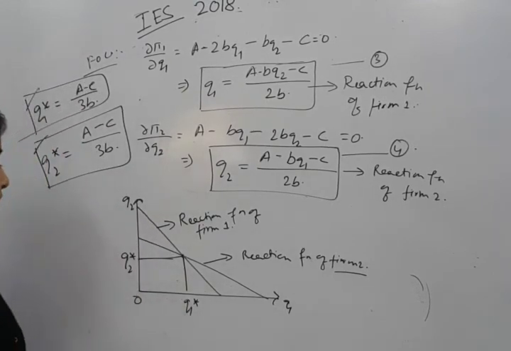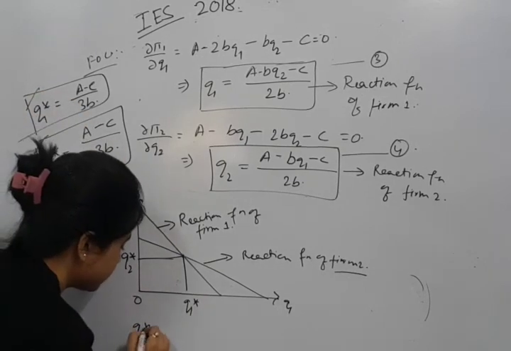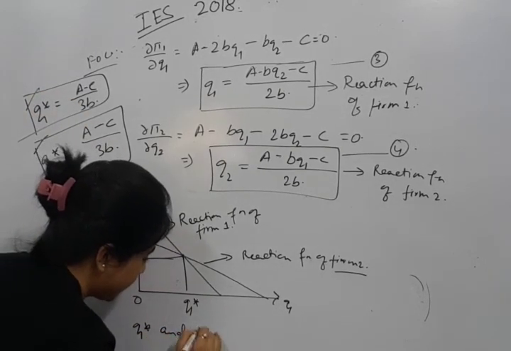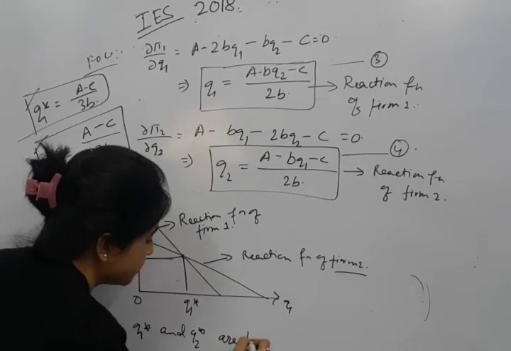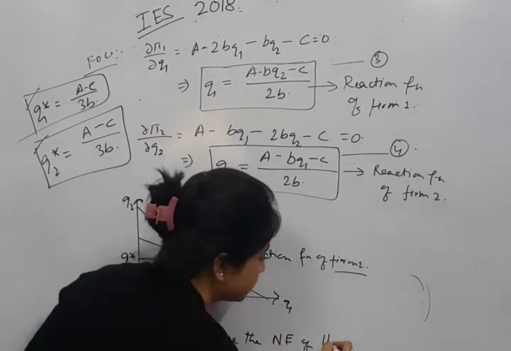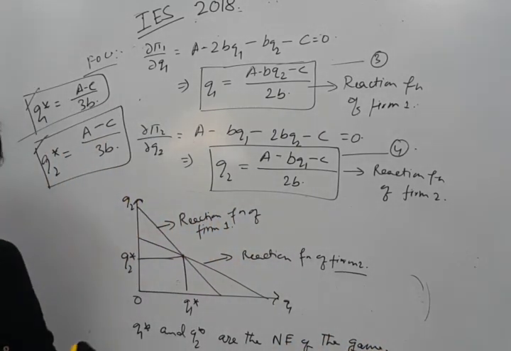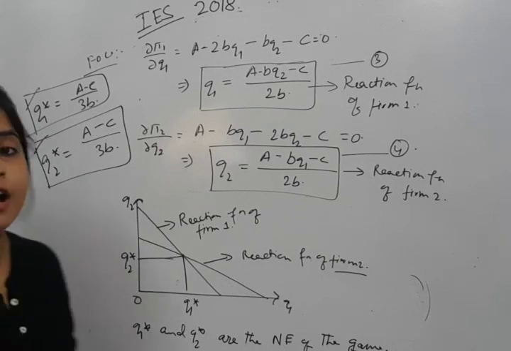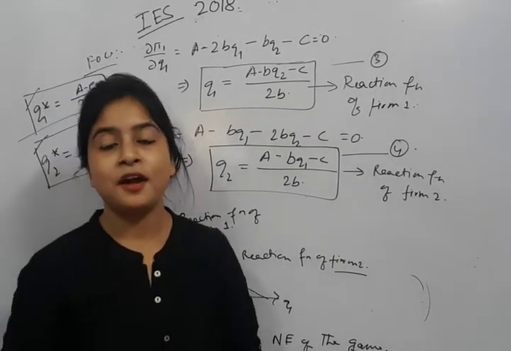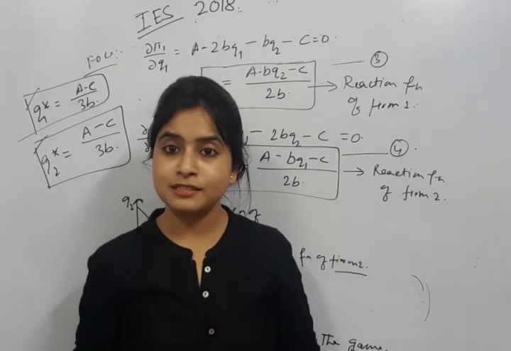So these Q1 star and Q2 star are the Nash equilibrium of the game. Okay, so this is the thing that they have asked us to find out. So this is how you need to solve some of the questions.